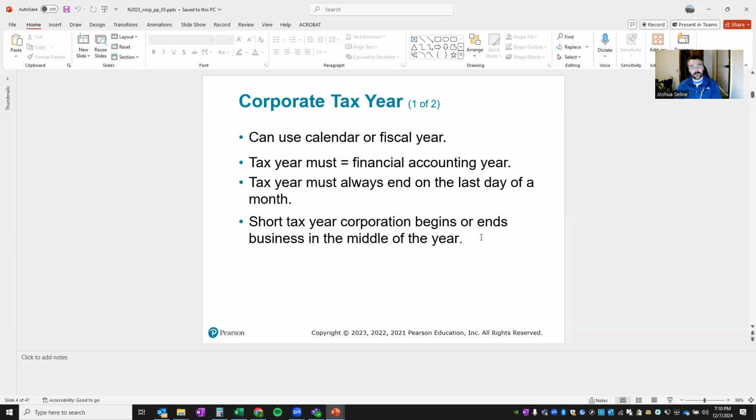And a short tax year occurs when a corporation begins or ends business in the middle of the year. When you start a new corporation, you're going to have a short tax year, unless you started on 1/1 of whatever tax year you're on, or a month beginning.